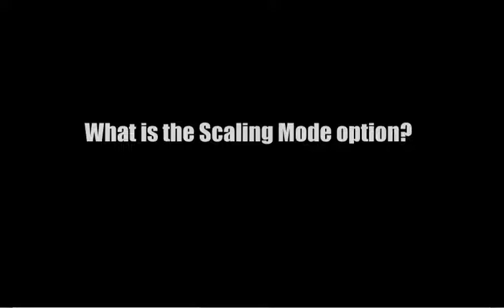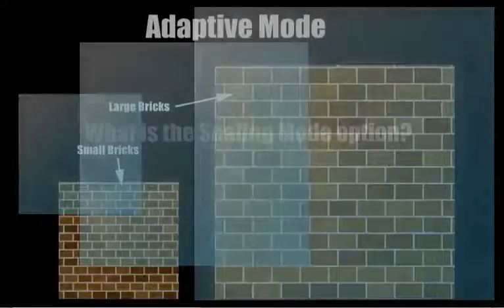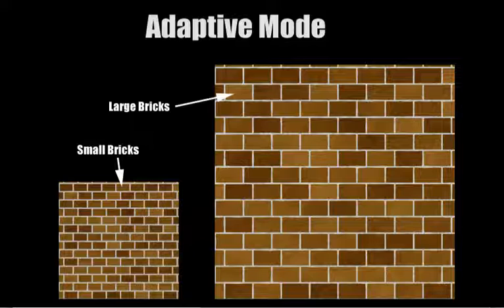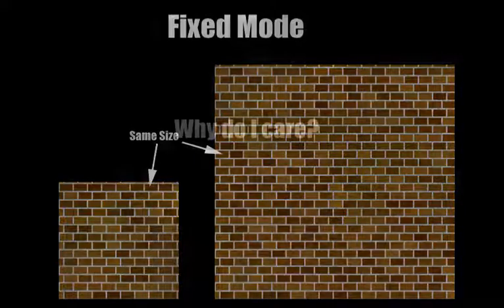The scaling mode option lets you tell iCandy what you want the filter to do when the size of the image changes. If you put a filter in the adaptive mode, the filter effects, like the size of the bricks in this example, change with the size of the image. A small image has small bricks, and a large image has large bricks. This happens automatically without you needing to change the brick height control. If you run the brick wall filter in the fixed mode, the brick height always stays the same, no matter what the size of the image is.